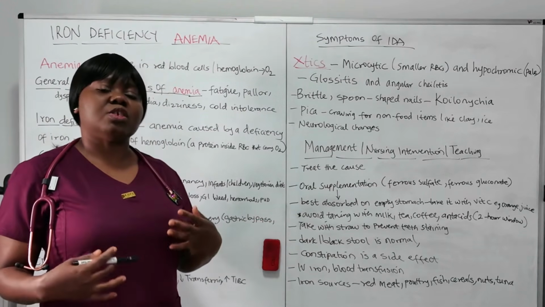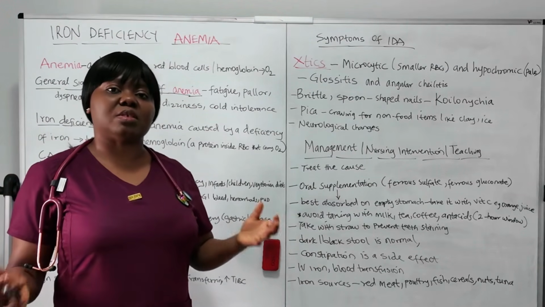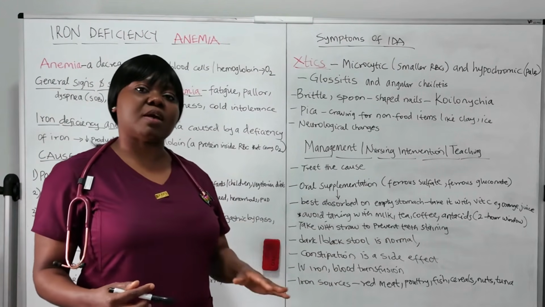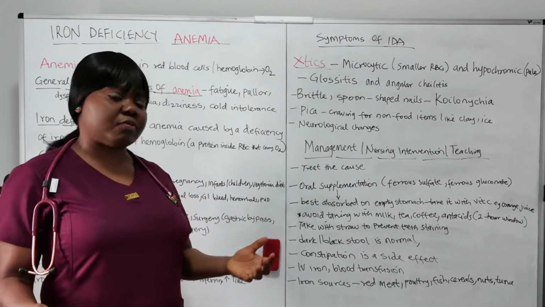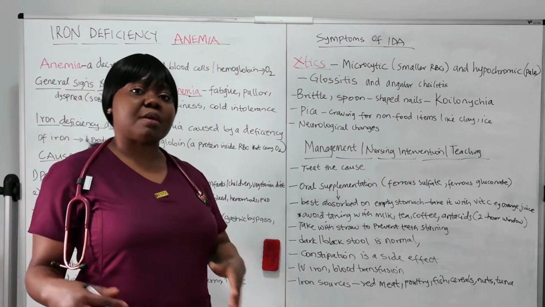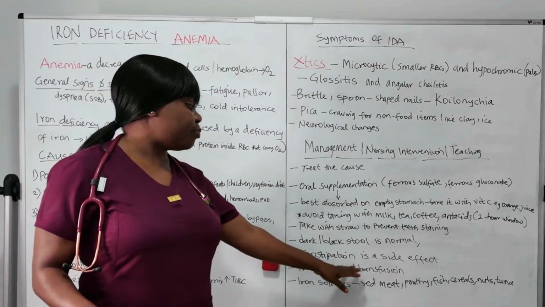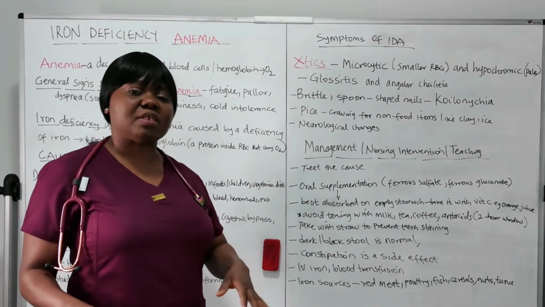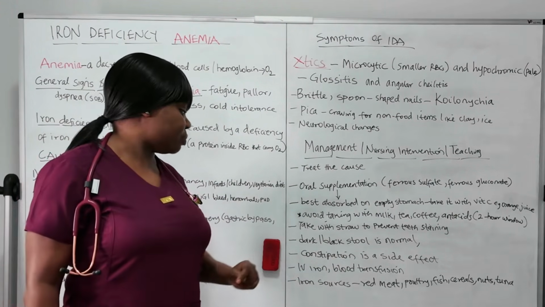It's normal. So they should not panic when they see that their stool is dark, because they are taking iron. Then constipation is a side effect of iron, so patients should be encouraged to drink a lot of fluids. And then IV iron can be administered. And finally, blood transfusion in severe cases, they may have to transfuse the person. If the patient has lost so much blood, they can transfuse the patient.